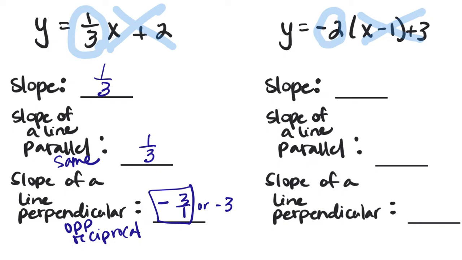Looking at the second example, our slope is negative 2. I think it's helpful to make that as a fraction, so I'm going to write that as negative 2 over 1. Slope of a line parallel, again, is always going to be the same. And perpendicular is going to be opposite reciprocal, so these are negative. So that means this one is going to be positive, and you're going to flip that fraction. So we're going to write this as 1 over 2. You don't have to put the positive in front, but if those are negative, your perpendicular is going to be positive.